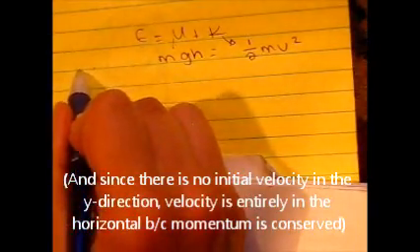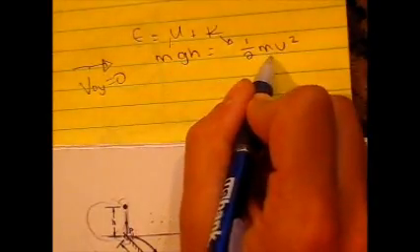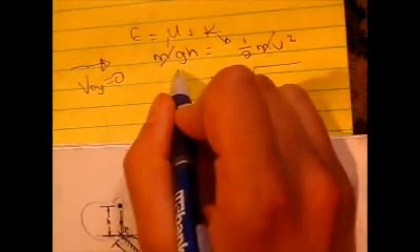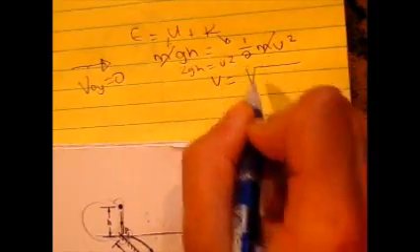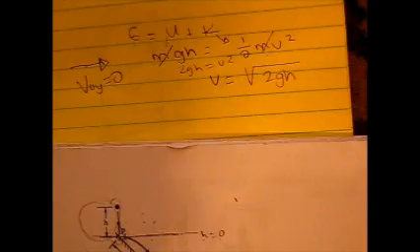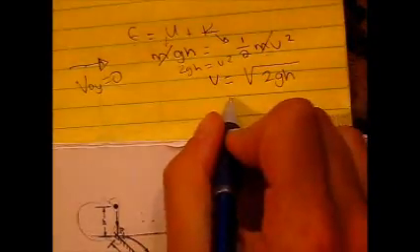And this velocity vector is going to look like this. It's going to be horizontally to the right when it bounces. And so we know that the velocity in the y direction is 0. So solving for v, we multiply that by 2. V equals the square root of 2gh. Okay, and it moves horizontally to the right.